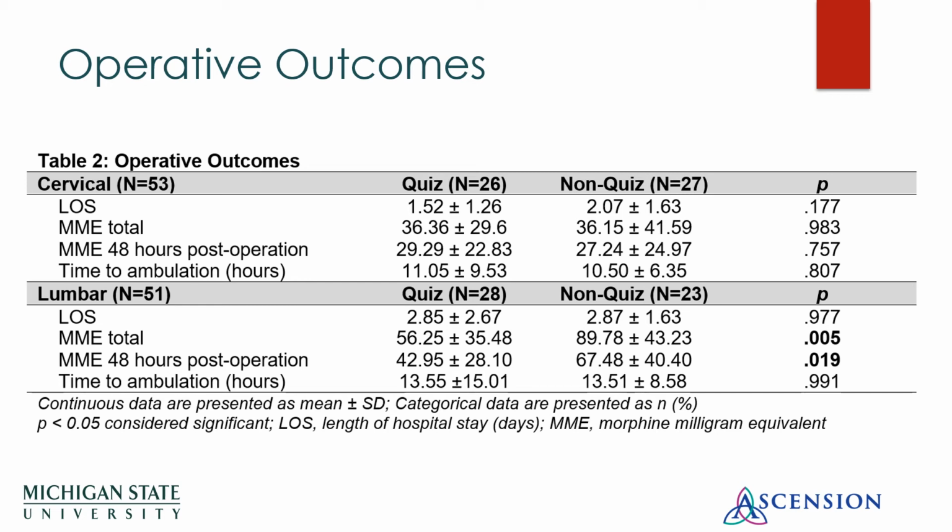Under the lumbar fusion group, the length of stay, as well as time to ambulation, had no significant difference between those who took the quiz and those who did not. However, morphine milliequivalents total and morphine milliequivalents 48 hours post-operation demonstrated a statistically significant reduction of opioid use in those who took the quiz versus those who did not.